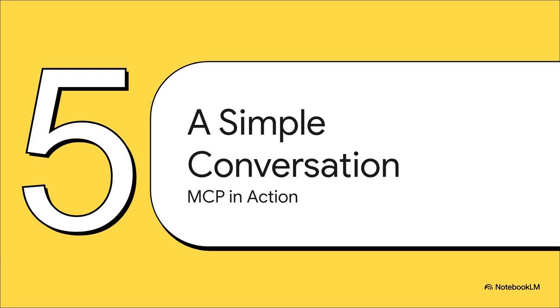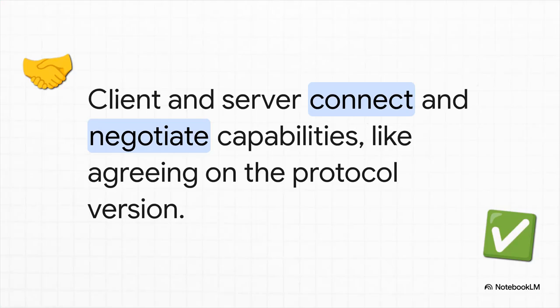Okay, enough theory. Let's make this real. How about we walk through a quick, simple conversation to see how all these pieces actually fit together? So, everything kicks off with a handshake. The client sends an initialized message to the server. But they're not just saying, hi. This is a negotiation. They're agreeing on what version of the protocol they're speaking, and most importantly, they're telling each other what they can do. The server might say, hey, I've got tools, and the client says, great, I know how to use those.